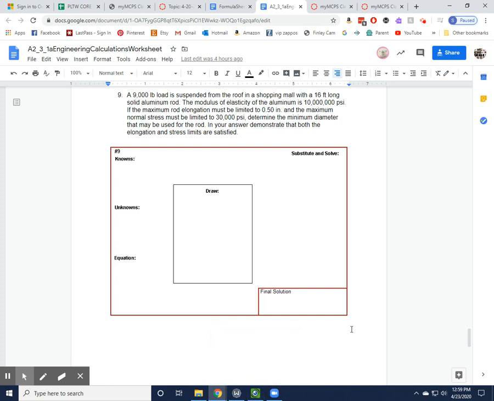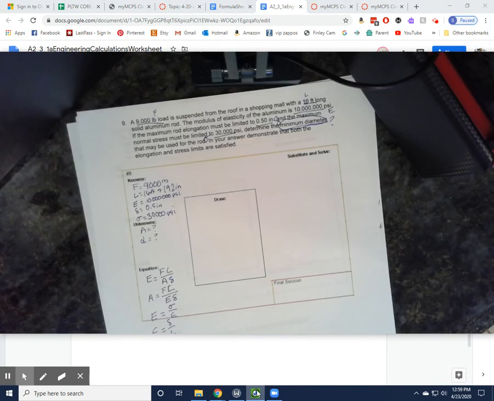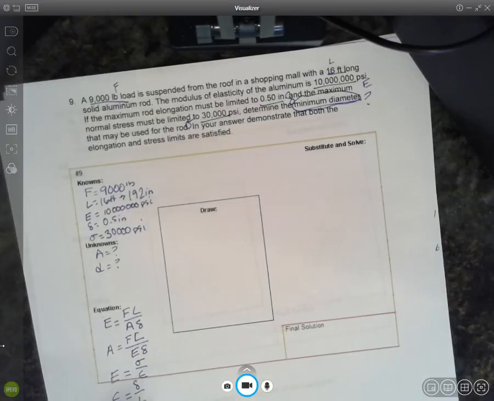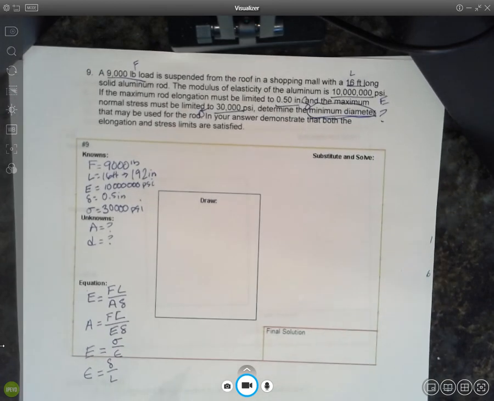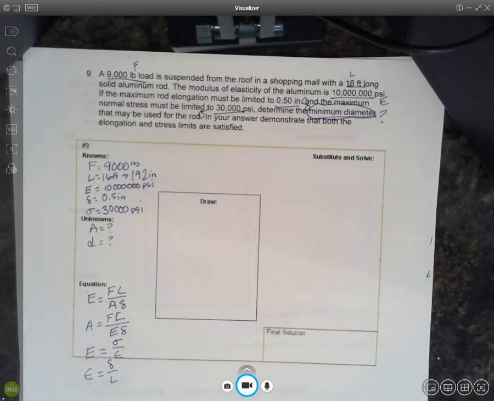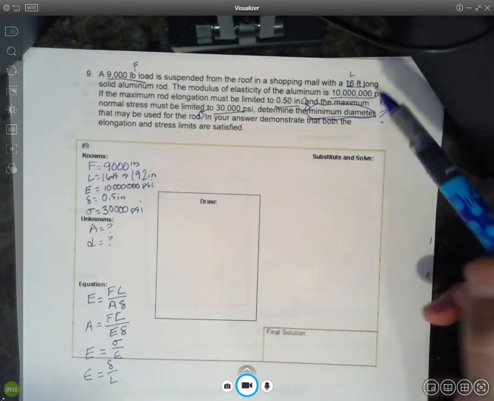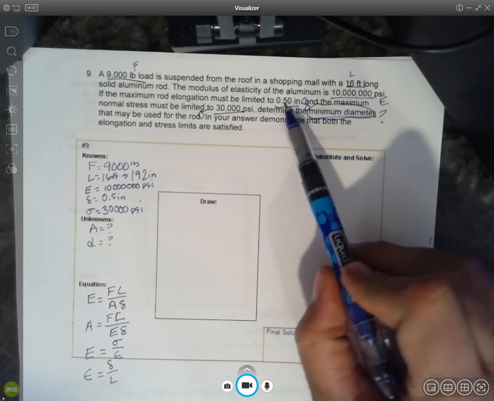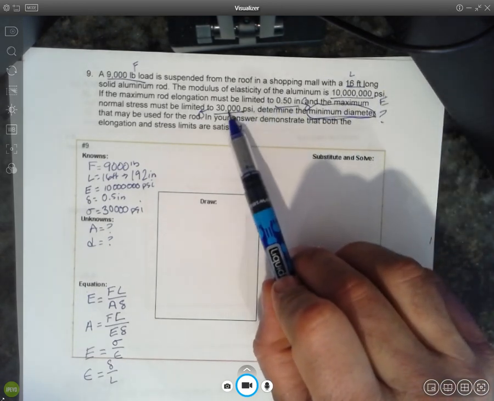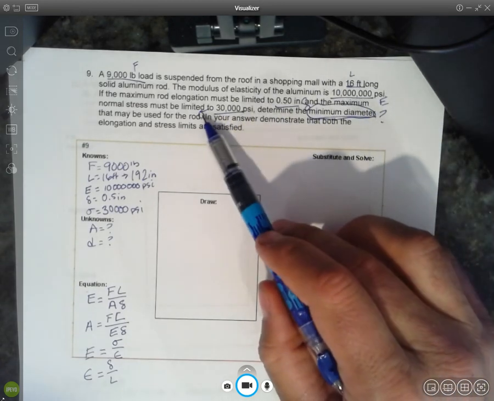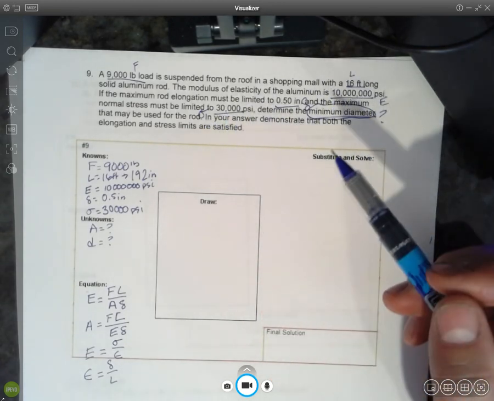All right, let's go ahead and solve activity 231A number 9. I kind of already started this because I started last time and accidentally closed it with my elbow on the mouse. So my bad. But reading through it, I found the force, the length, modulus of elasticity, deformation, stress. They want me to find diameter, and they want to show that the stress will be less than 30,000 psi.